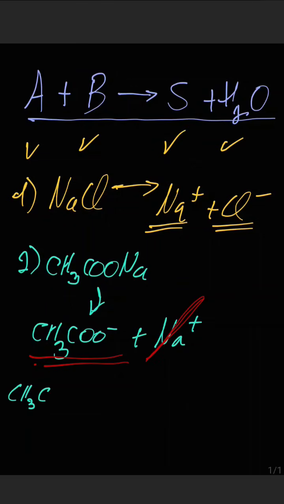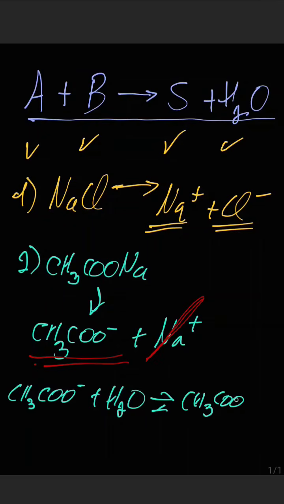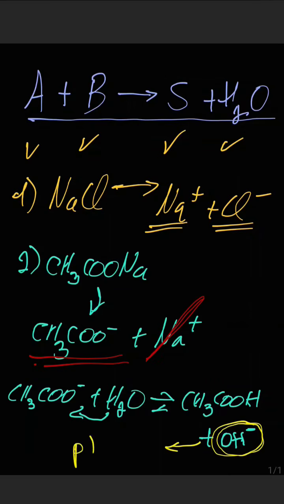CH3COO negative plus water is producing the acid. So in this case, it's acting as a base, removing the proton of hydrogen, and water is losing one hydrogen, creating the OH ion. And this is the key part here. This OH ion is making our pH higher than 7.